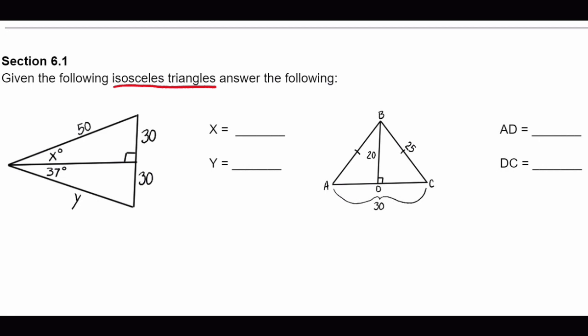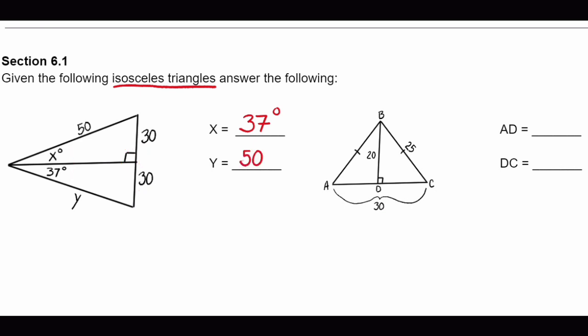For section 6.1, we're going to deal with isosceles triangles and properties of them. First thing we notice about the base of the isosceles triangle is there's a perpendicular bisector because it's 30 and 30 and a 90-degree angle. This means that it's cutting the angle in half. If one angle is 37, that means the other angle has to be 37.